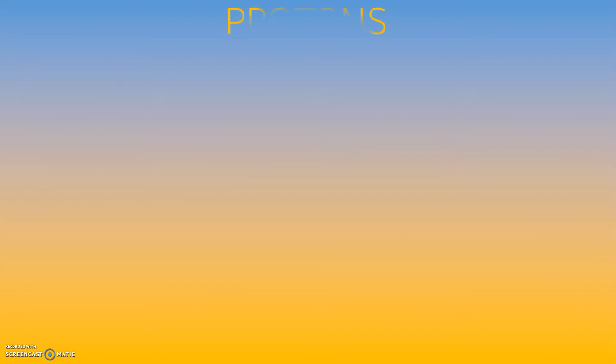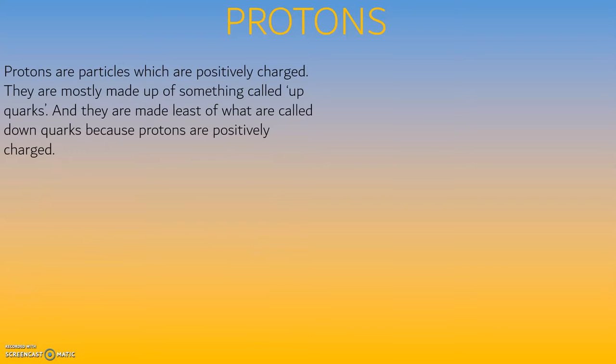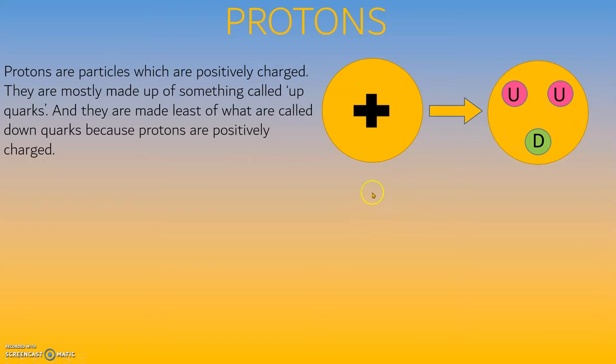So, first of all, let's start off with protons. Here are a few images to help you visualize how this proton is. Protons are particles which are basically positively charged, and they're mostly made of the up quarks, as we said in the beginning of this video. And they have fewer down quarks because positive basically means up. Like if you're thinking in the perspective of up and down, positive would mean up and negative would be down. So there are more up quarks in protons because they have a positive charge, and fewer down quarks.